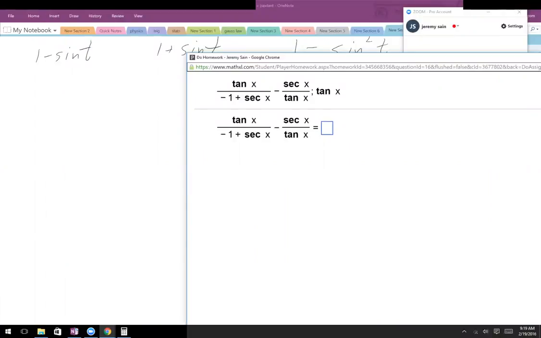This one's different. But, okay, so tan over 1 plus secant minus secant over tan. It wants us to rewrite the whole thing just using tan. So tan over 1 plus.